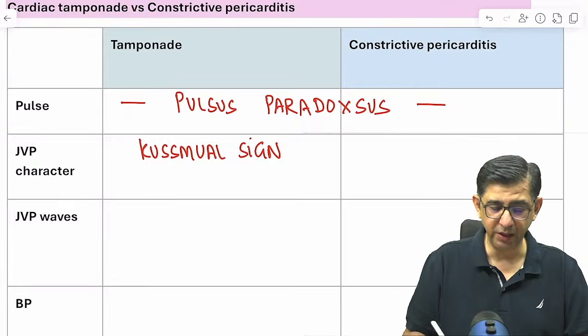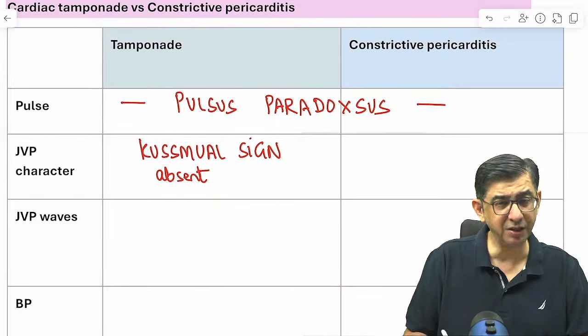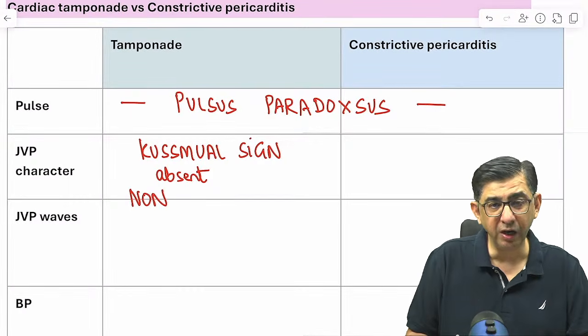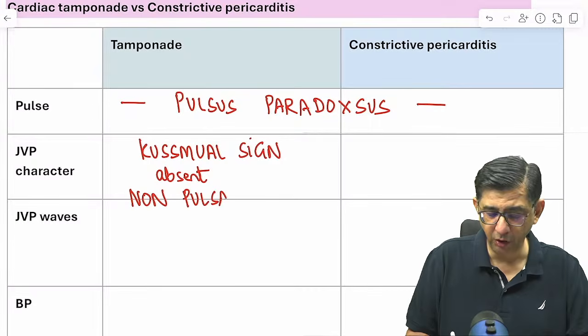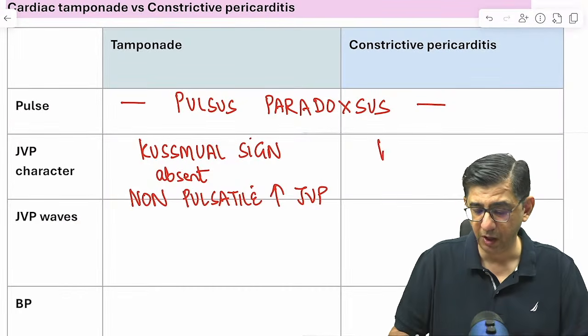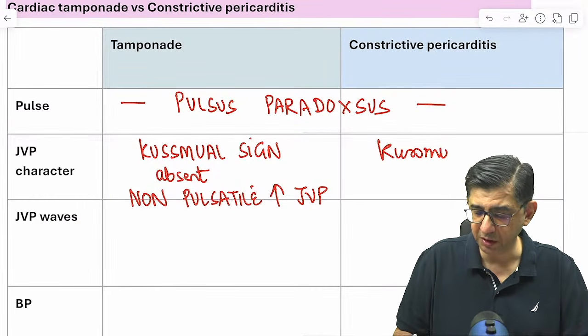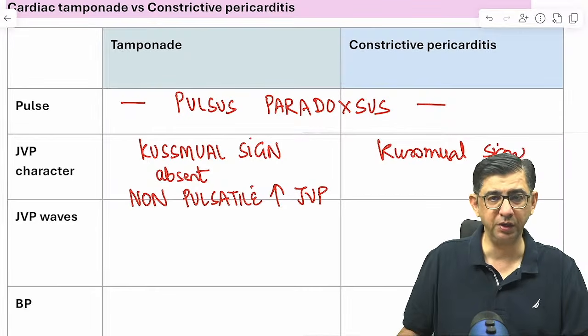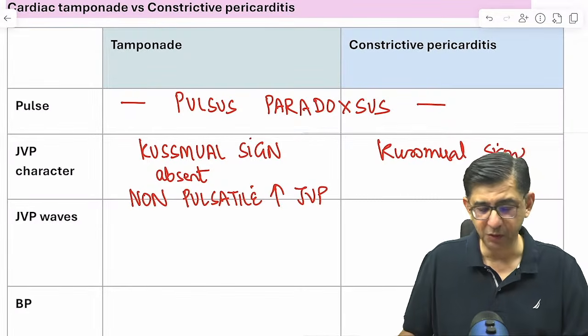What you have to understand is that in patients who are having cardiac tamponade, the Kussmaul sign is absent. That is one way of putting it. Or the other way of putting it was the way I was saying it. That would be a non-pulsatile elevated JVP. Great. And as far as the right hand side is concerned, obviously you get a paradoxical rise of JVP with inspiration. So Kussmaul sign is going to be seen with respect to constrictive pericarditis. And what is Kussmaul sign? It's a paradoxical rise of JVP with a deep inspiration.